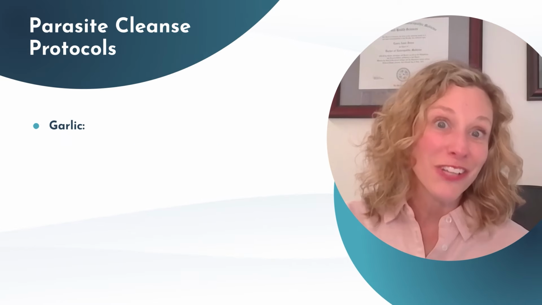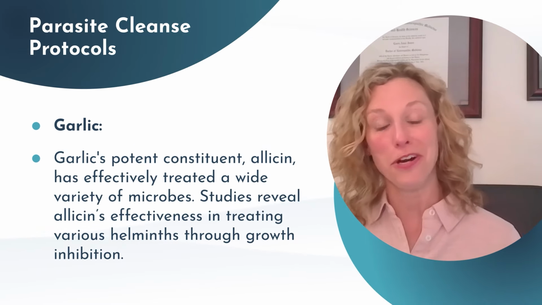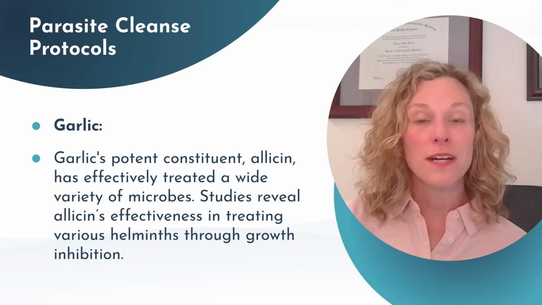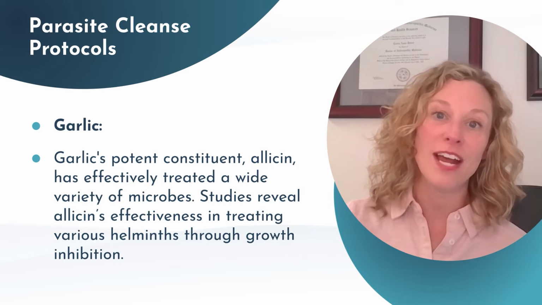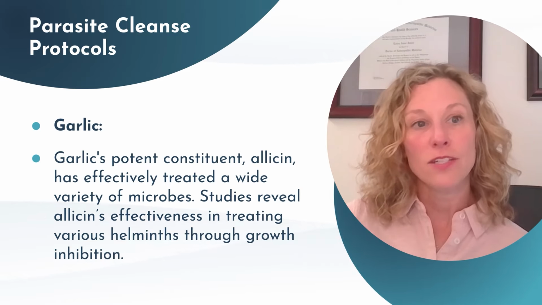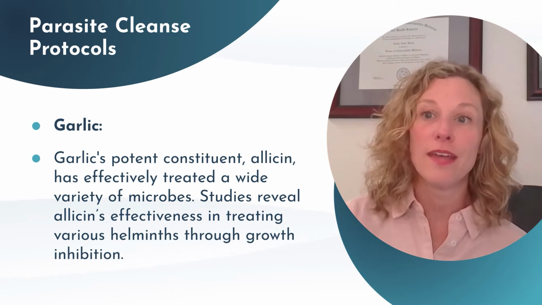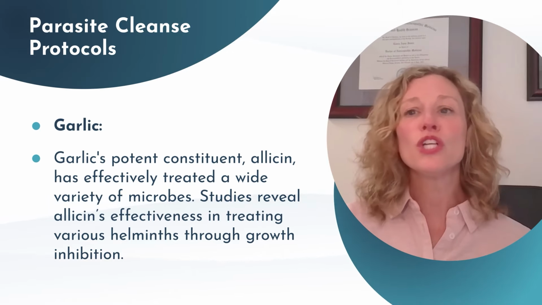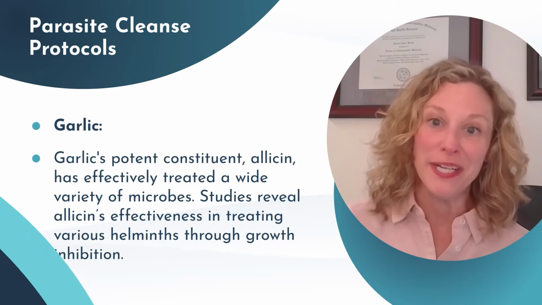And then lastly, garlic. Don't underestimate the power of garlic. Garlic is great to use in the diet when you're treating parasites, but also we can extract the allicin, which is one of the medicinal components of garlic that has been shown to be very effective in treating various helminths because it inhibits their growth significantly. So those are the herbs that are most commonly employed.